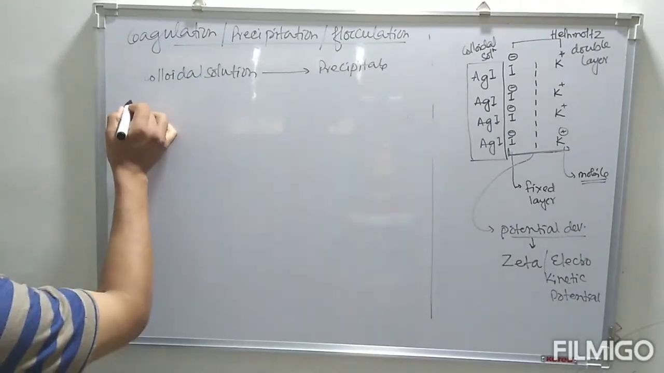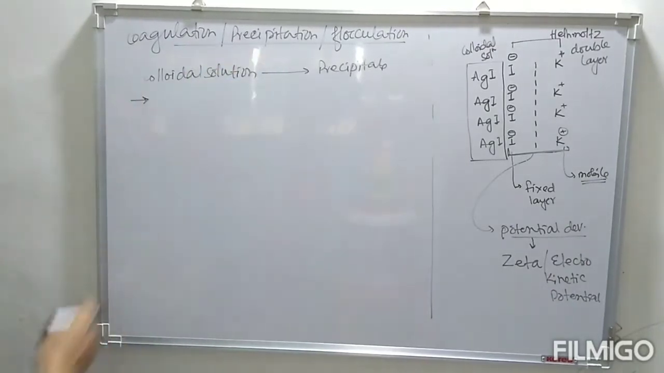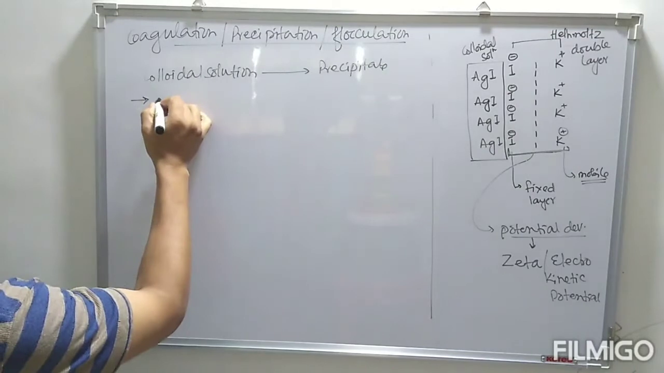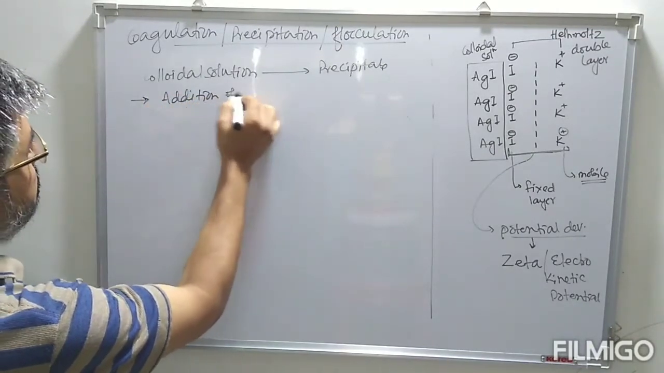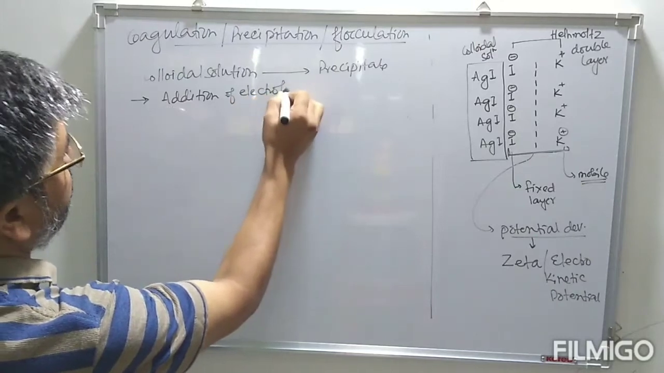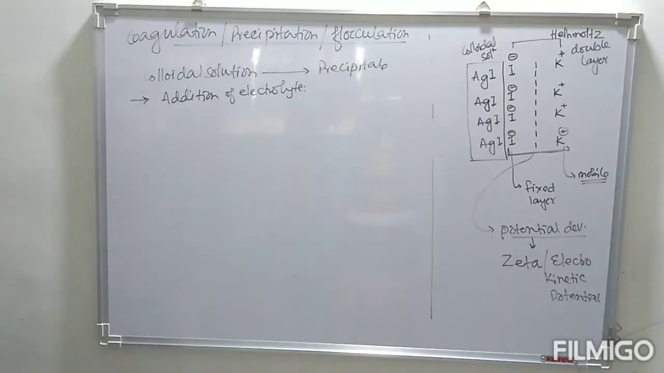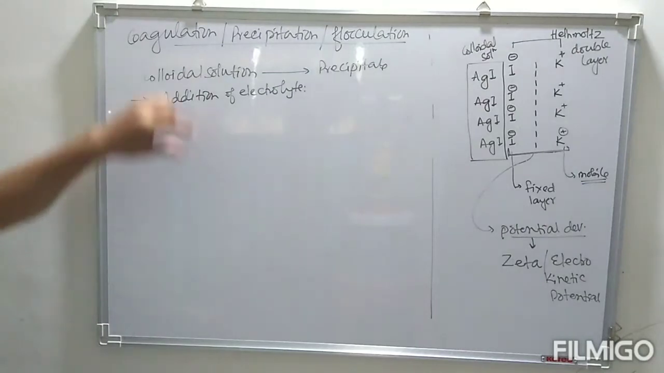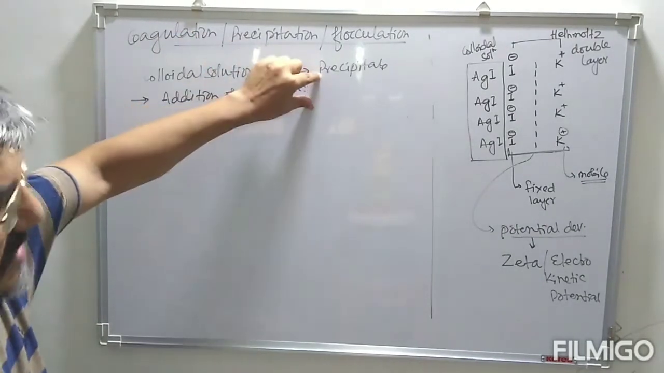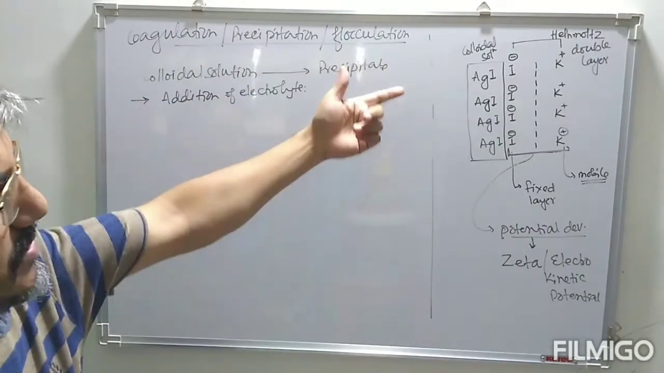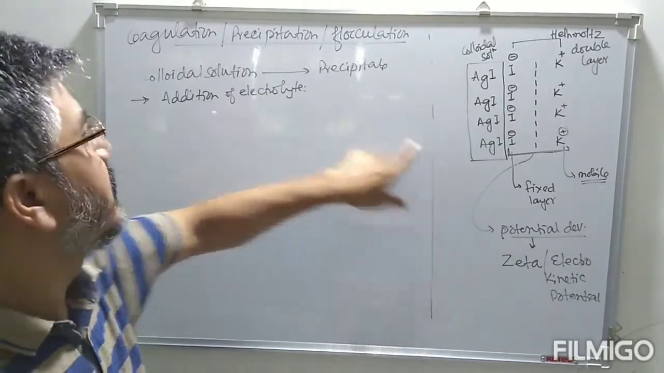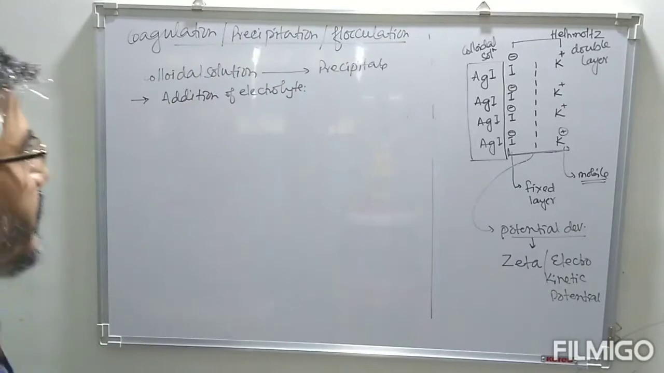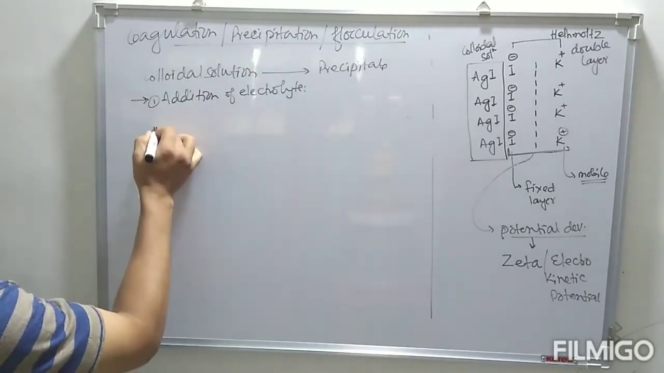So the methods by which this coagulation can be achieved is by addition of electrolyte. So by addition of electrolyte whose charge is opposite to the charge on the colloidal solution, charges will be neutralized and coagulation takes place. So this is one of the methods.